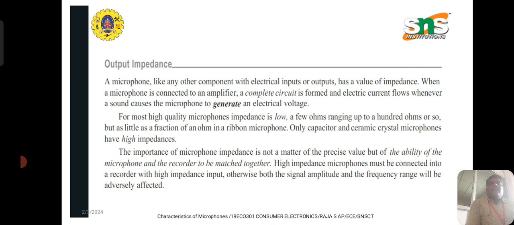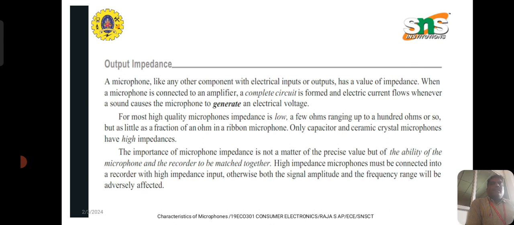For most high quality microphones, impedance is very low, a few ohms, ranging up to 100 ohms or a fraction of an ohm in a ribbon microphone. In general, capacitor and ceramic crystal microphones have high impedance. The importance of microphone impedance is not a matter of the precise value, but the ability of the microphone and the recorder to be matched together.